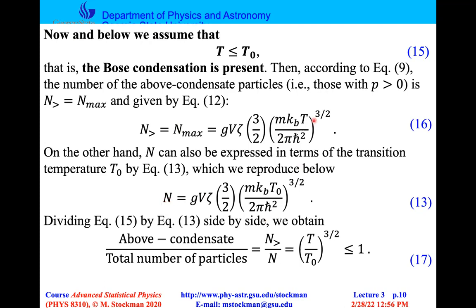And the difference between them is that here I can change temperature. Here temperature is fixed. If we give you n, then T naught is defined. Now I'll take these two equations and divide them side by side. So I will divide the number of above-condensate particles by the total number of particles in the system. Particles are bosons in this case, so it is the ratio n greater to n. And the coefficients are absolutely the same. The only difference is here it is T, here it is T naught. So we get T divided by T naught to the power of 3/2. Obviously, our condition is T less than T naught. So this fraction of above-condensate particles is always between 0 and 1. 1 is when T is equal to T naught, at the Bose condensation.